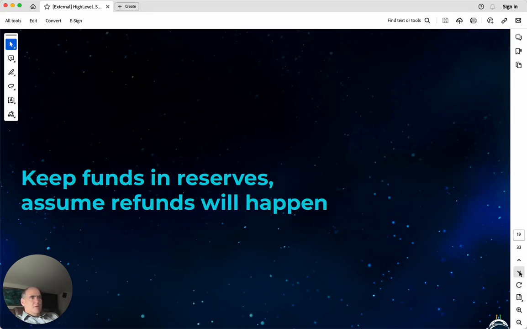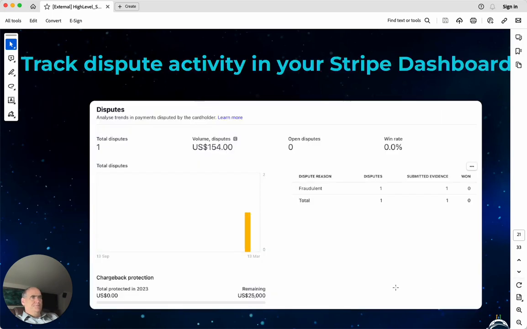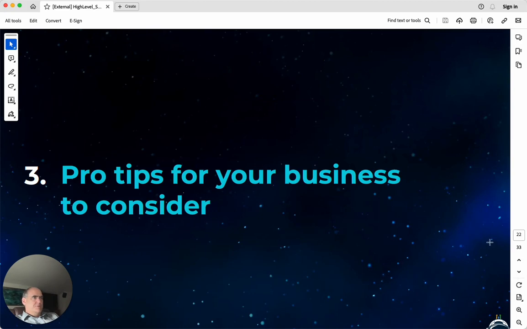So keep funds in reserves. Assume refunds will happen, which is true, and that's kind of mentioned earlier. Make it easy for customers to contact you with any issues or complaints so that they don't just revert and go to a chargeback scenario. So then this is saying, track your dispute activity on your Stripe dashboard. I guess keep yourself informed to a degree. We're going to have a link of where this is available to you as a Stripe user. Pro tips.